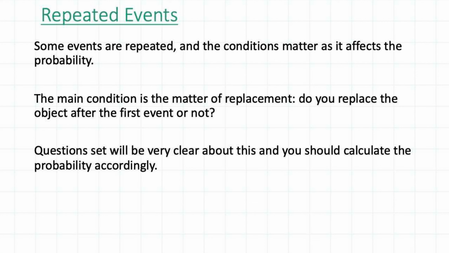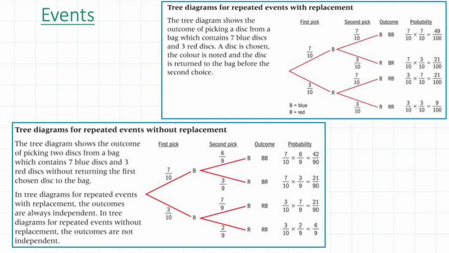In tree diagrams, we need to consider repeated events happening. So the same events just repeating, but we need to take into consideration something called replacement. Does the second event repeating impact the first event? Are they independent or not? We'll dive into this deeper a bit later. But the questions are usually very clear about whether the repeated event is a replacement or not replacement. So just an example here.